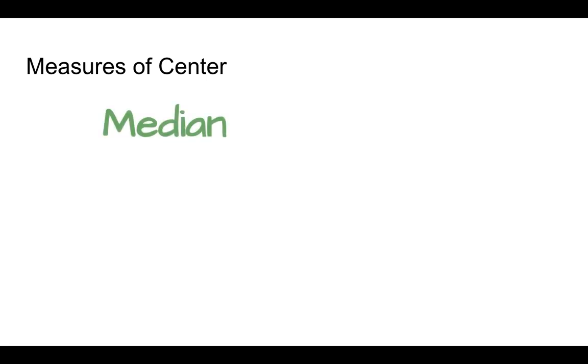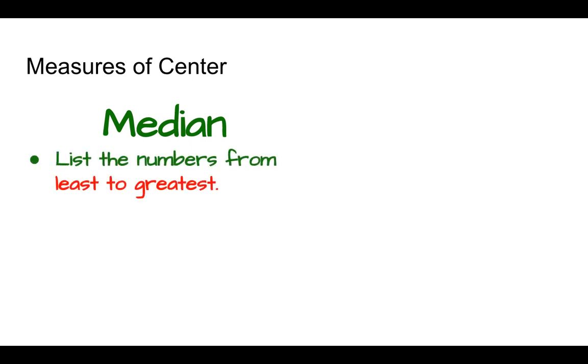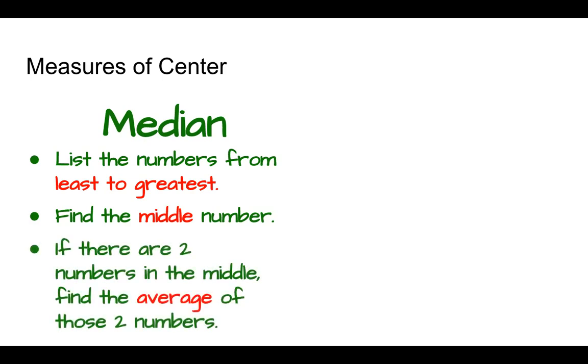Another measure of center is considered median. This is the middle number of your data set when it's ordered. So first, you have to list the numbers from least to greatest. That is the most important part of the median. Then you can find the middle number. And if there are two numbers in the middle, you're going to find the average of those two numbers. And we're going to look at a brief example for that.